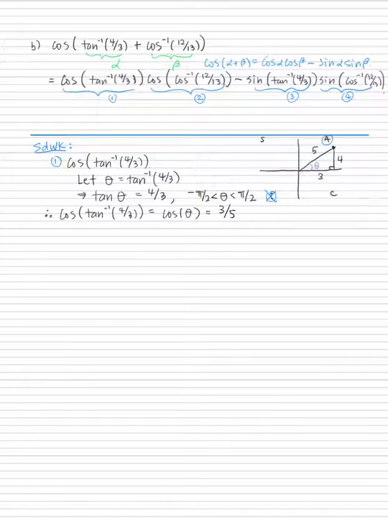Now, those of you who want to work it in terms of x, y, and r, this point right here is x is 3 and y is 4. And cosine is x over r. So it's still going to be 3/5. One down, 3 to go. So side work for circle 2.